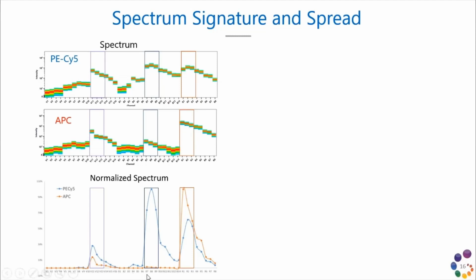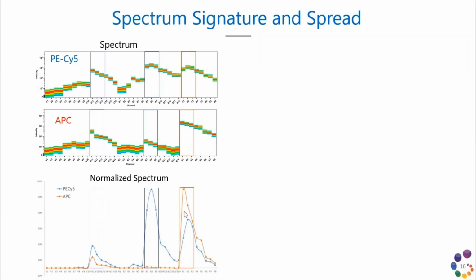Then, if we move to the middle rectangle, which is around B7 and B8, we can see that APC has very little emission here compared to PE-Cy5, which is dominating in this region. What this means is that APC will have little spread into PE-Cy5. Next, we go to the last rectangle, which is around R1 and R2, where APC is dominating. But we are still getting a lot of light here from PE-Cy5, and what this tells us is that PE-Cy5 will have a lot of spread into APC.